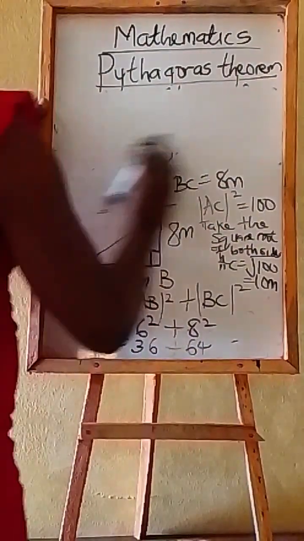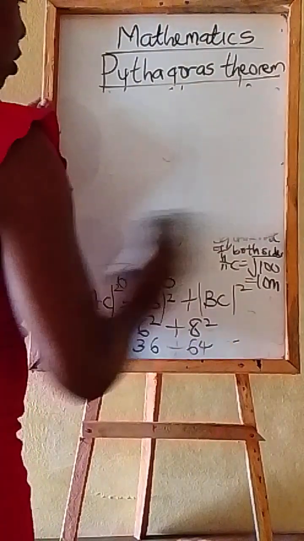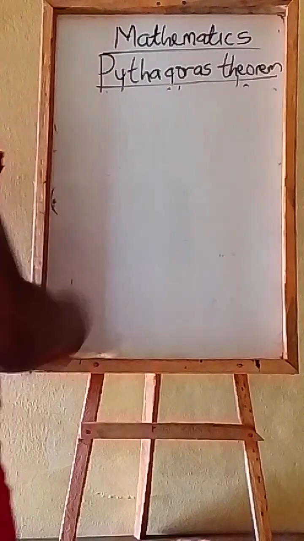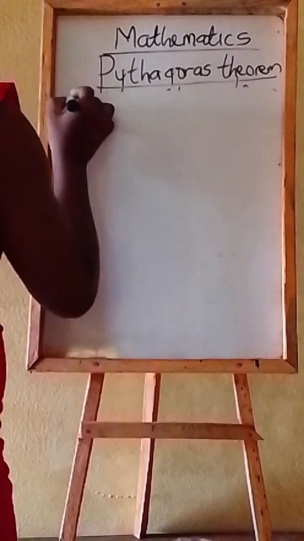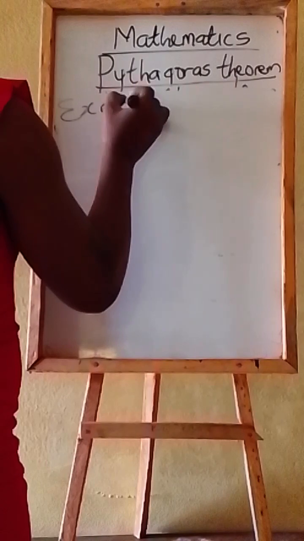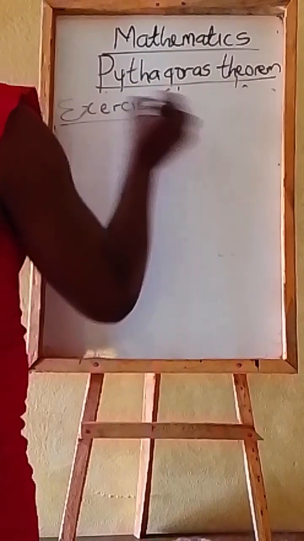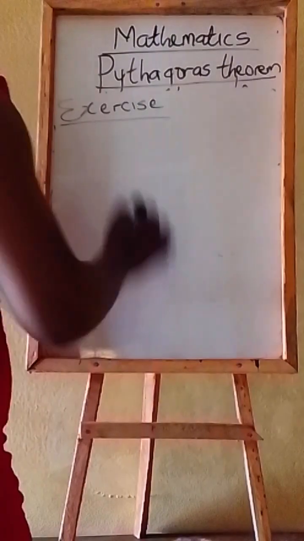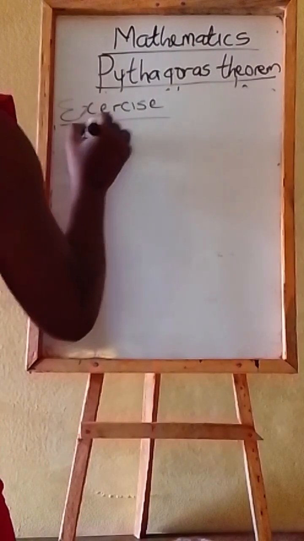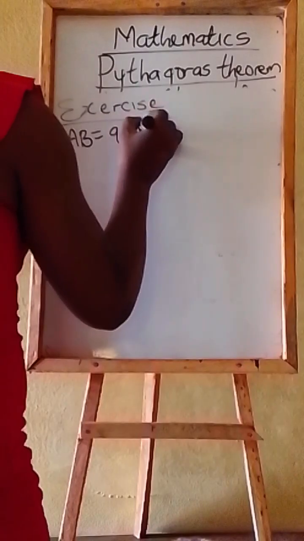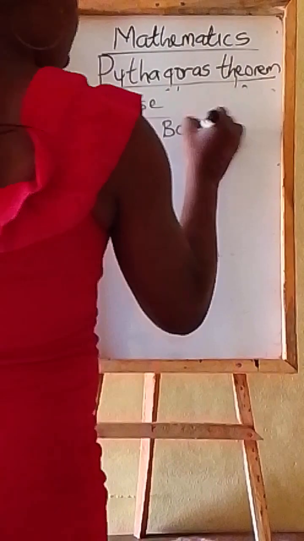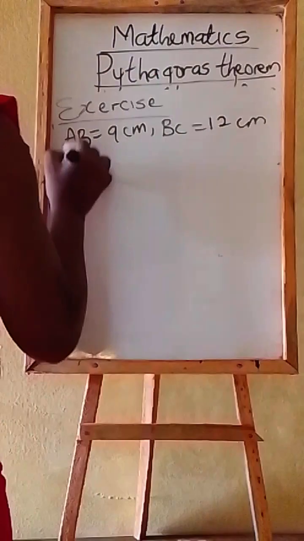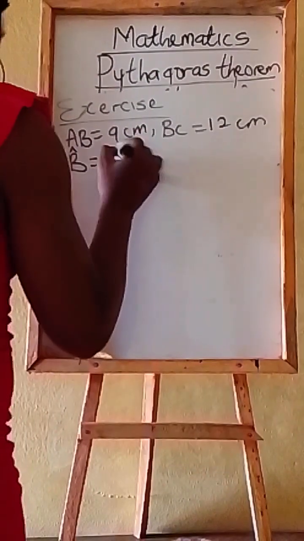Now, I'll give you one exercise on this. Take an exercise. We have AB equals 9 centimeters, BC equals 12 centimeters, and angle B is 90 degrees.